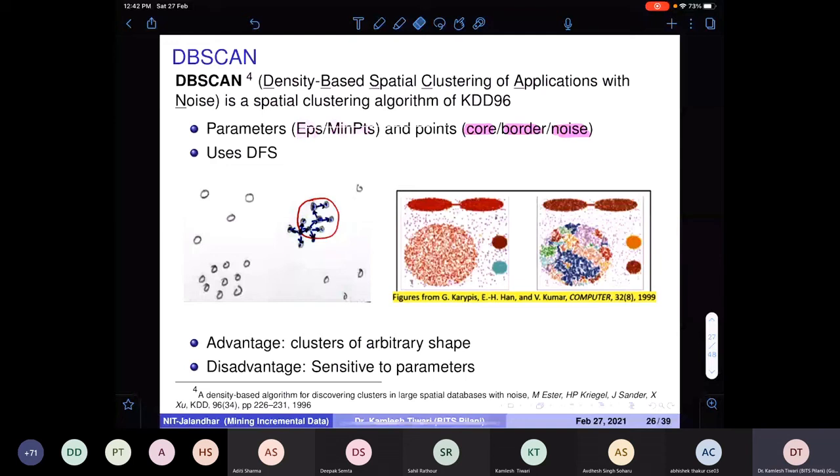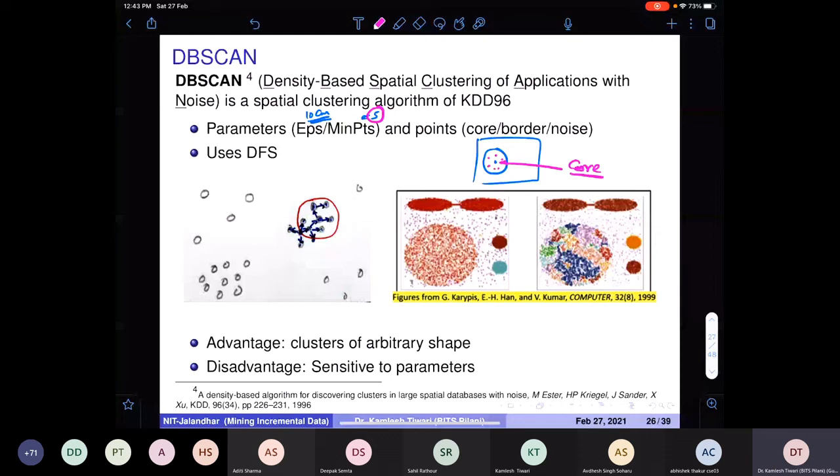So what do I mean by this? In your space, for every data point, you draw a circle of what radius? A 10 centimeter radius. You draw a circle of 10 centimeters for every data point, and try to see how many other data points are there. It may be possible that there are, say, six data points. If that is greater than 5, which is MinPts for me, then this particular data point is called what? Core.